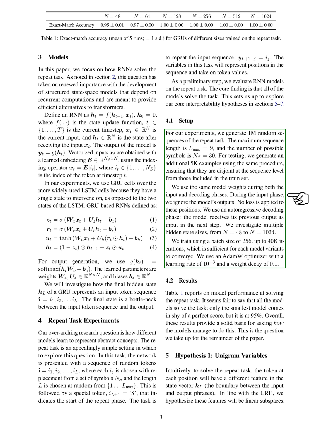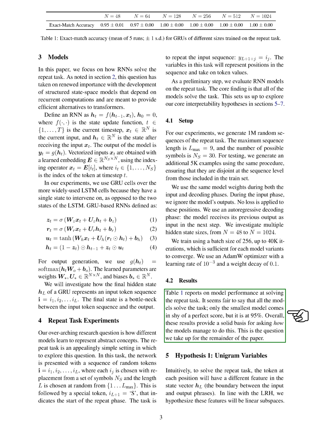We maintain consistent model weights during both input and decoding phases, ignoring outputs during input. We use an autoregressive decoding method, where the model's previous output serves as input for the next step. We test various hidden state sizes and train with a batch size of 256 for up to 40,000 iterations, using an AdamW optimizer. Our results indicate that all models successfully solve the repeat task, with only the smallest model slightly underperforming at 95%. This sets the stage for us to investigate how these models achieve this success.